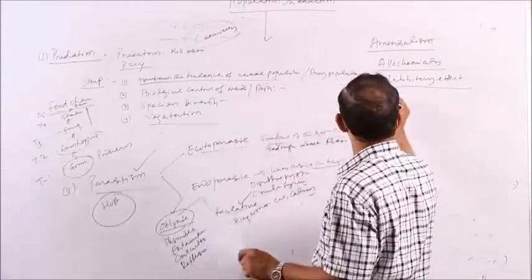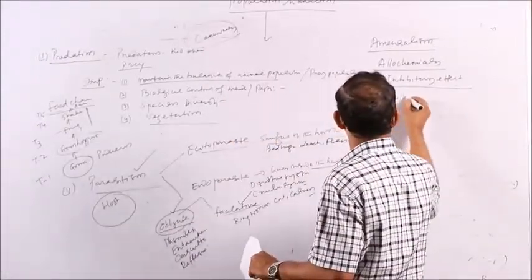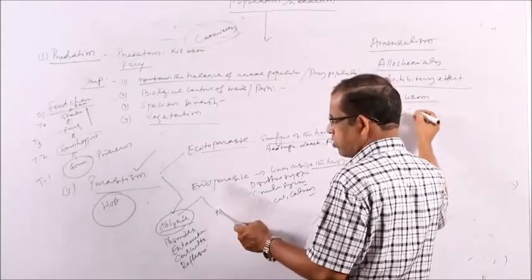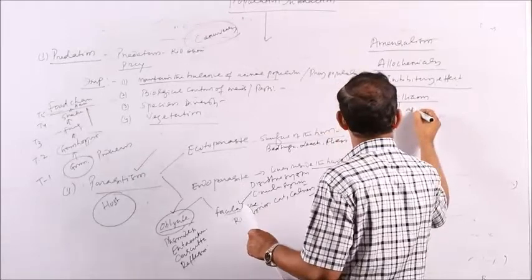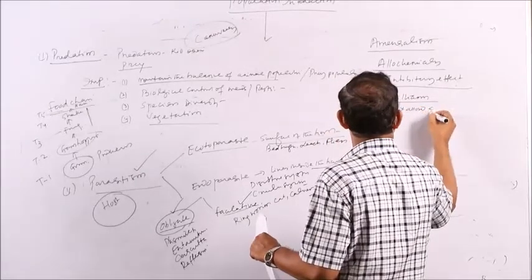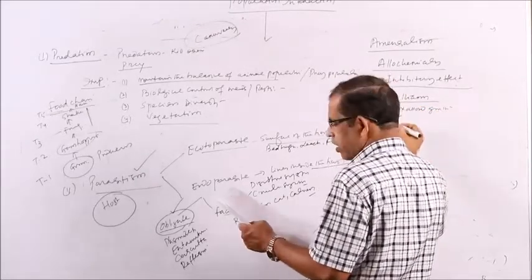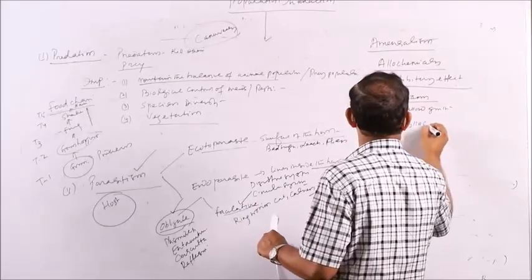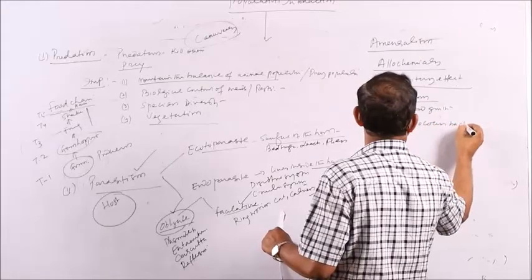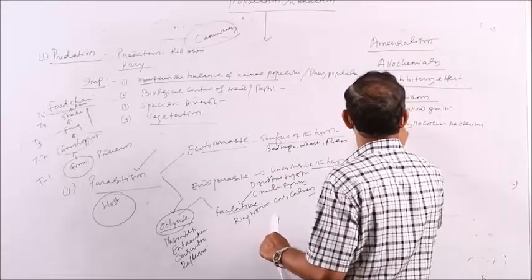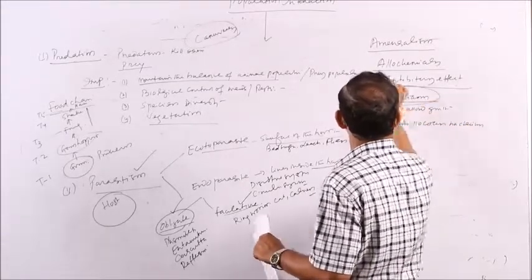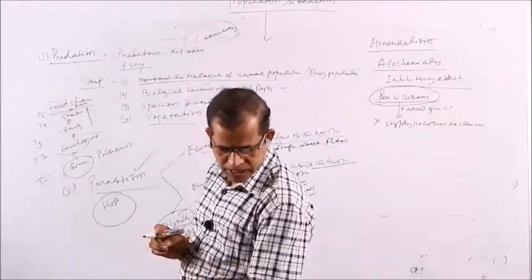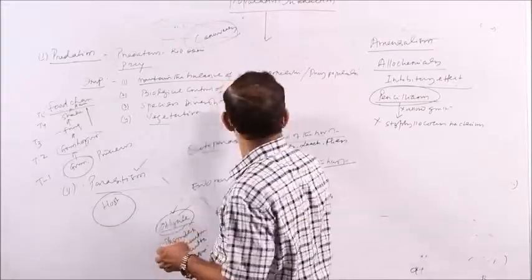A very good example is Penicillium, the antibiotic. If you apply Penicillium, it will not allow the growth of the Staphylococcus bacterium. That means it will check the growth of Staphylococcus because Penicillium produces certain chemicals. This is called amensalism, that means the inhibitory effect.